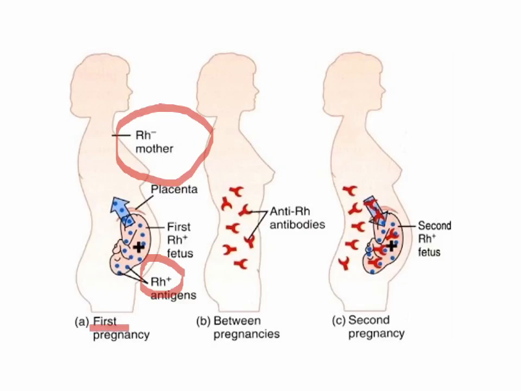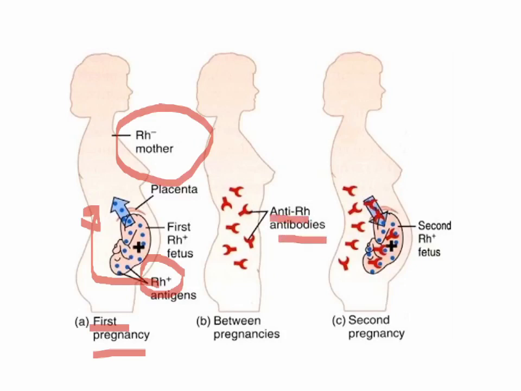During the first pregnancy, things go smoothly. No problem happens. But during the delivery, when the placenta detaches, mixing of the blood of the mother and the fetus occurs. So some of the Rh positive RBCs are mixed with the blood of the mother. So the mother's body will get exposed to the RBCs of the fetus with the D antigen expressed on its surface. So the mother will start to form anti-Rh antibodies, right?